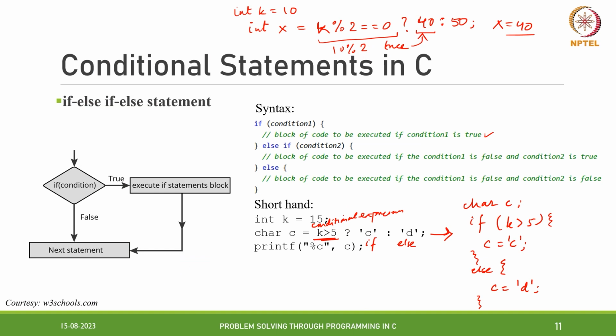Sorry, I didn't get your question. Can you write the question in the chat? Just write it in the chat, please.